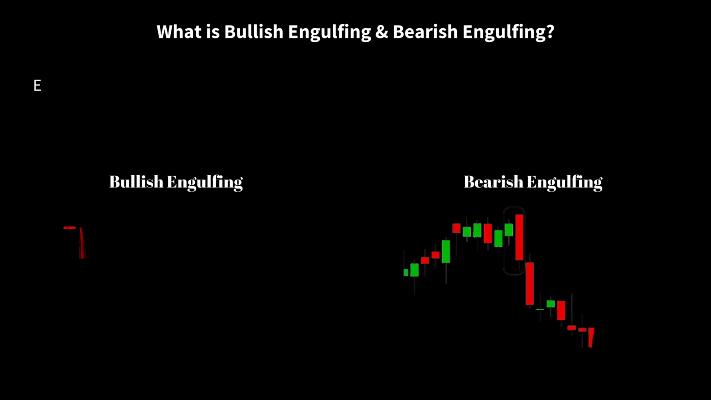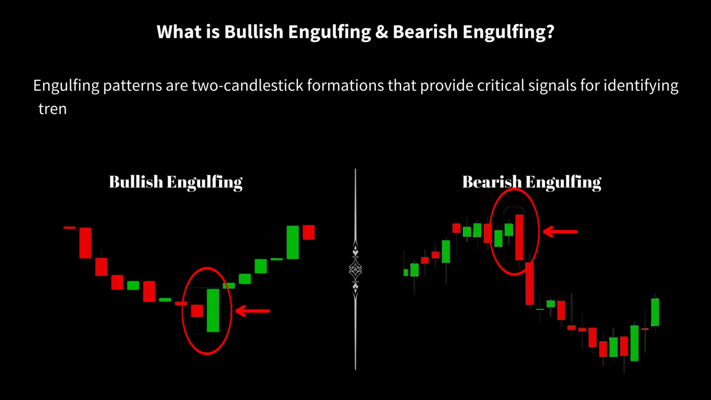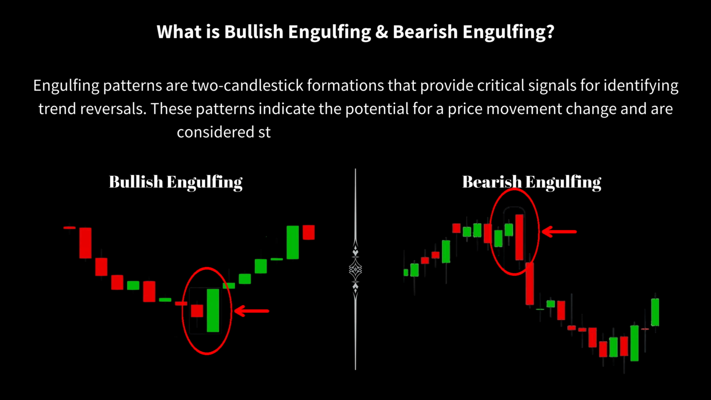What is bullish engulfing, bearish engulfing? Engulfing patterns are 2 candlestick formations that provide critical signals for identifying trend reversals. These patterns indicate the potential for a price movement change and are considered strong trend reversal signals by traders.